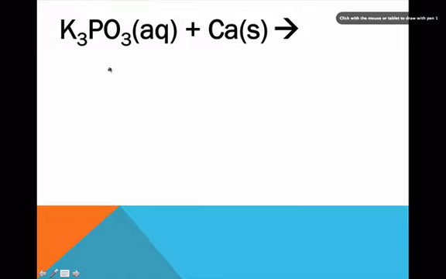The next one is between potassium phosphite and calcium. So I'm going to compare calcium and potassium to each other. And if you look on the activity series, you're going to see that potassium is higher than calcium. And since potassium is higher and it's already in the compound, this is a no reaction. Nothing will happen. Potassium's already where it wants to be.